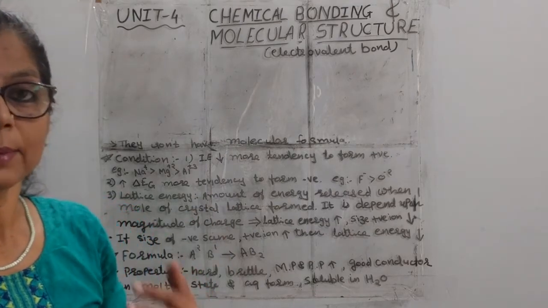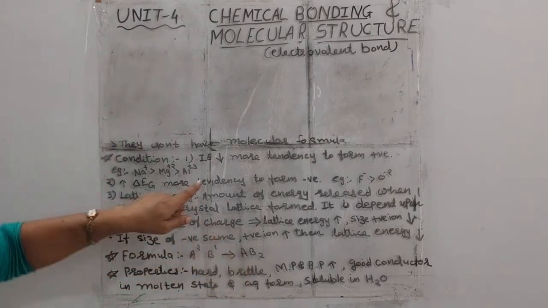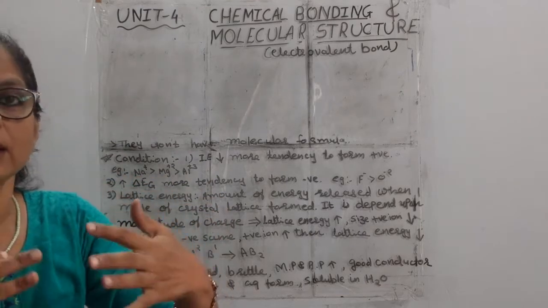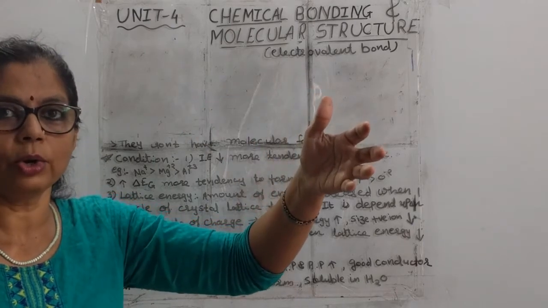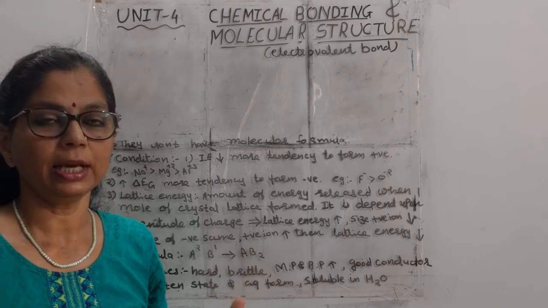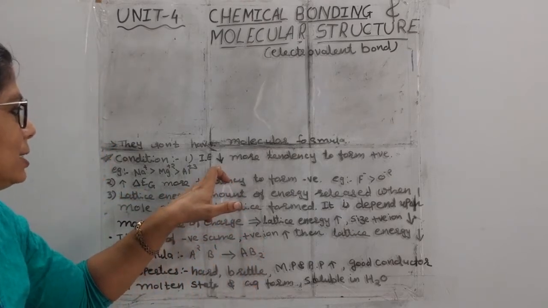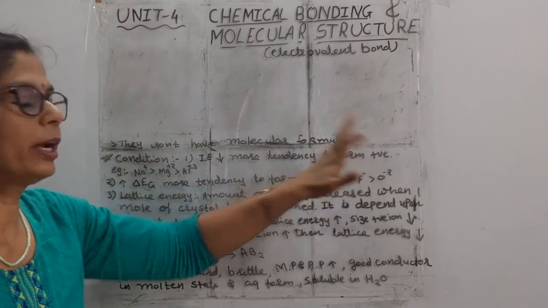So cation कब बन सकता है? When the amount of energy is lower, means it is easily give the electron. अगर उसकी amount of energy high होगी तो वो easily electron donate नहीं कर पाएगा. So the first condition is, the lower the ionization enthalpy, the more the tendency to form the cation.